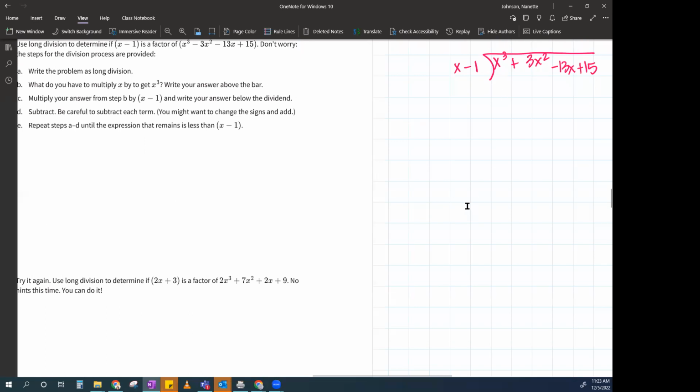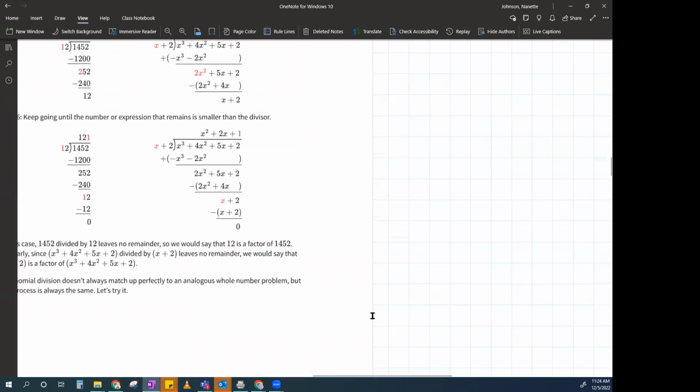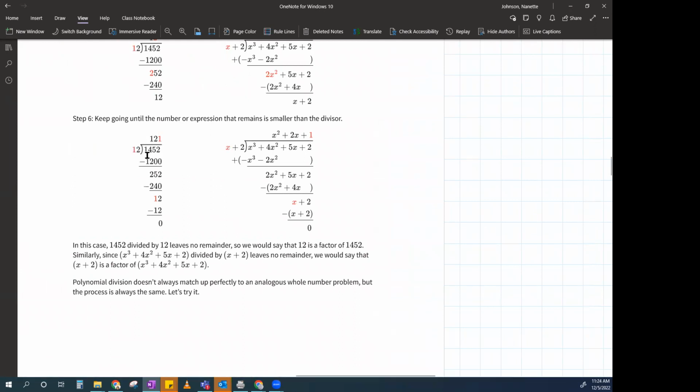Okay, before I let you go and do that, I want to remind you how you used to check your answer over here. Does anybody remember how they would check their answer over here? How would you check your answer over here? Yes, very good. How do you check that 1,452 divided by 12 is actually 121? You multiply.